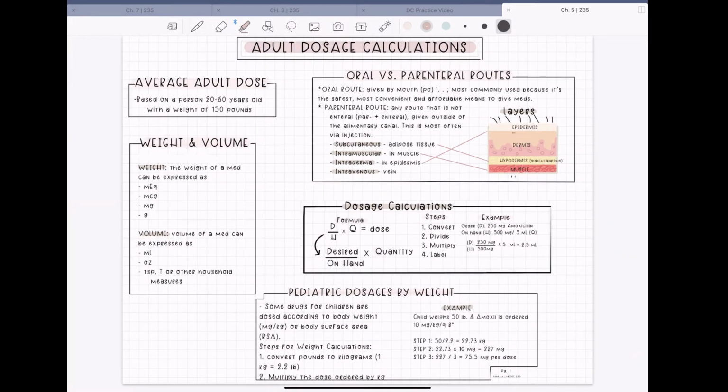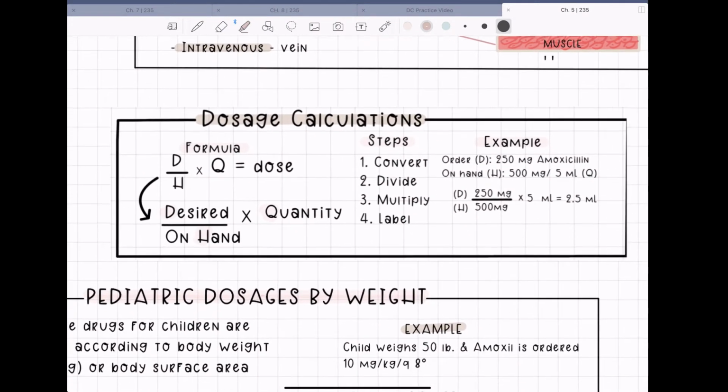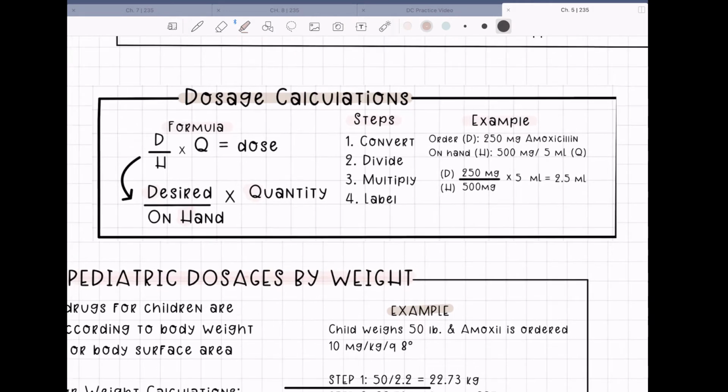All right, so dosage calculations. We have a formula, and there are a couple of different ways that you can calculate dosages, but as I had mentioned previously, we're only going to focus on one for this course, and that formula is D over H times Q. D is your desired, which is what has been ordered. The H is what is on hand, and then the Q is the quantity.